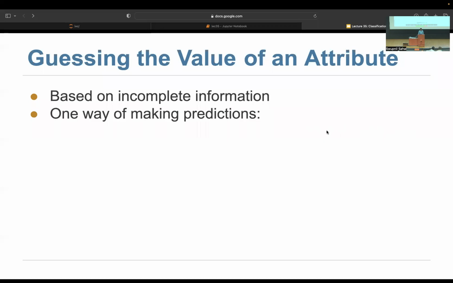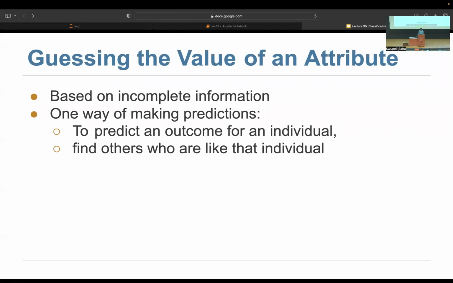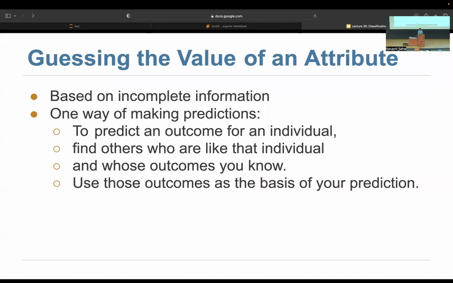And so one way of making predictions, which is somewhat reasonable, is to find other individuals who are like the individual that you're trying to predict on and whose outcomes you know. This is really important. So that third bullet point is super important. If I'm trying to make a prediction for some new person, let me try to find other people that look similar to them and whose outcomes I know, and then use those outcomes as a basis for our prediction.